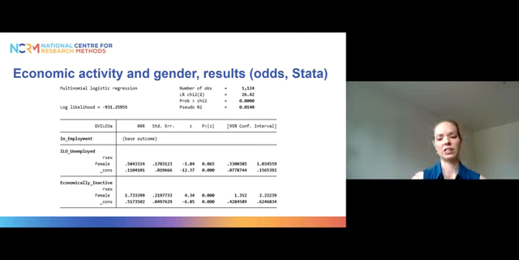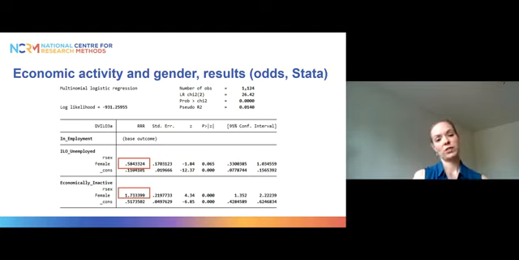And here you can see that for women we have an odds ratio which is below 1, which means that there is a negative association, like we already saw from the log odds. And for the second equation, the odds ratios are larger than 1, which means that there is a positive association.